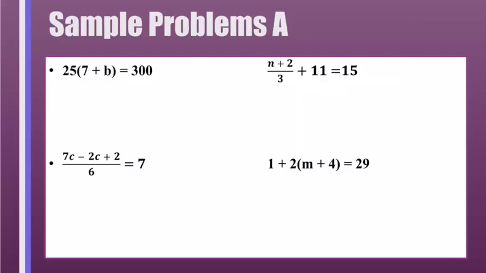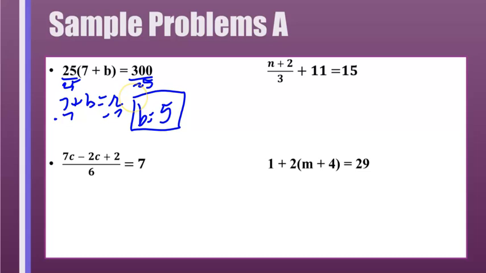So our first example, here we got 25 times 7 plus b equals 300. Now you could distribute the 25 if you wanted to. Otherwise, we could divide by 25 on both sides. So if I divide by 25 on both sides, I now have 300 divided by 25 is 12. So I would have 7 plus b equals 12. Then I just subtract 7 on both sides, and b is going to equal 5.